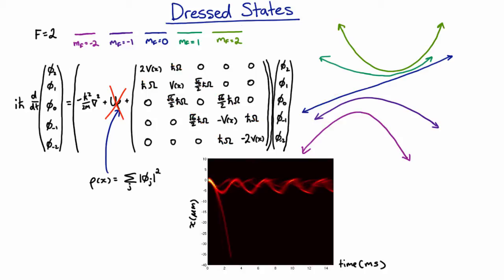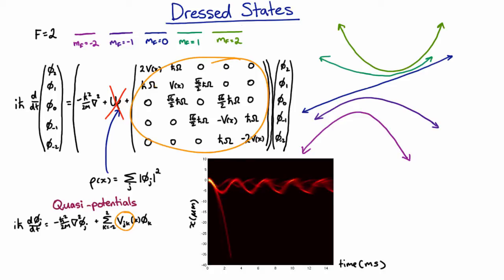So those are the bare states where we're ignoring the coupling between the different levels. What about the dressed states where we include those couplings? Now in general that's a difficult problem, but we can make it quite a lot simpler by looking for what's called the quasi potentials. So in component form our Schrodinger equation looks like this, where these V_JKs are just the components of this big matrix here which has the potentials and the coupling in it.